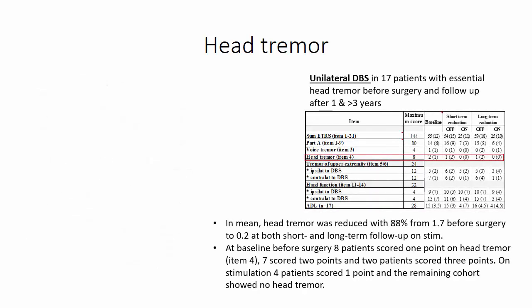We looked at unilateral DBS in 17 patients with essential head tremor before surgery and at follow-up after 1 and 3 years. On average, head tremor was reduced by 88%, from 1.7 points before surgery to 0.2 at both short and long-term follow-up on stimulation.